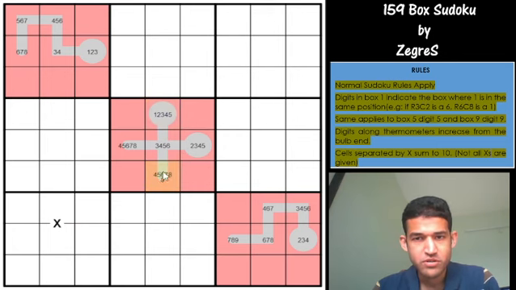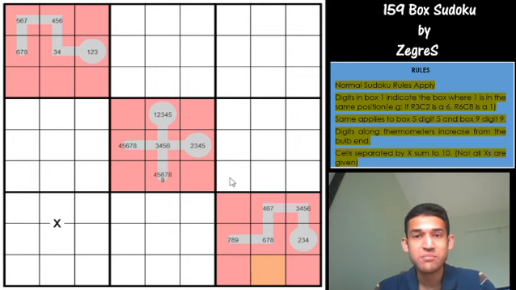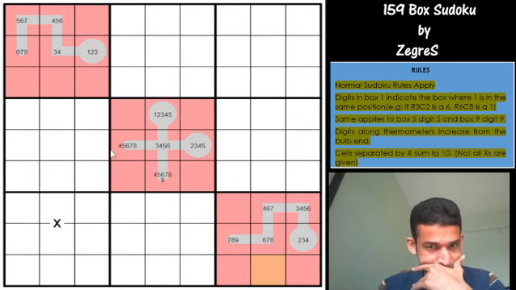And let me come over to this cell. This is 4, 5, 6, 7, 8 and 9. Okay, so unfortunately all the eliminations stop here. I'm not sure how to.